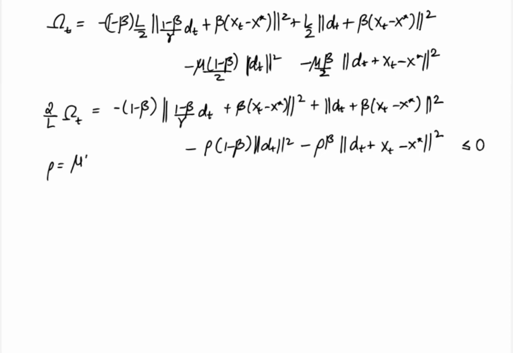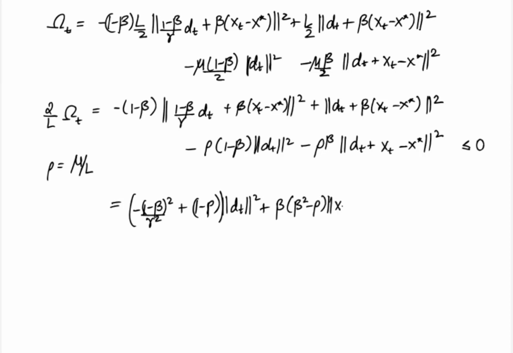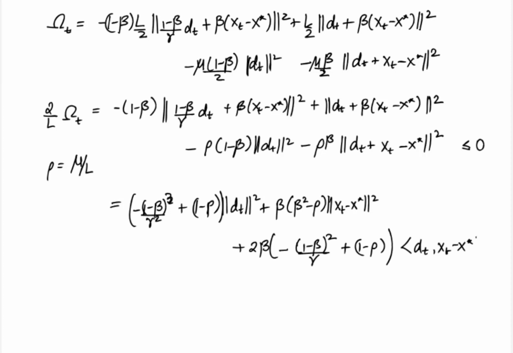So the right hand side can be written as −[(1 − β)³/γ² + 1 − ρ]‖d_t‖² + [ρβ² − ρ]‖x_t − x*‖² + 2β[−(1 − β)²/γ + 1 − ρ]⟨d_t, x_t − x*⟩. So we have expanded the quadratic form.